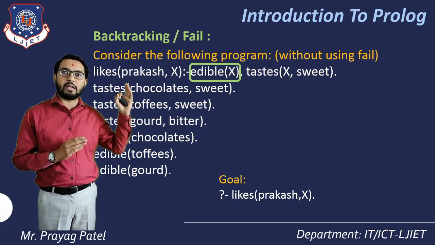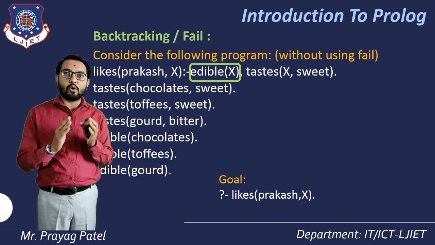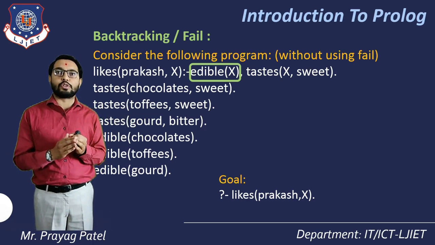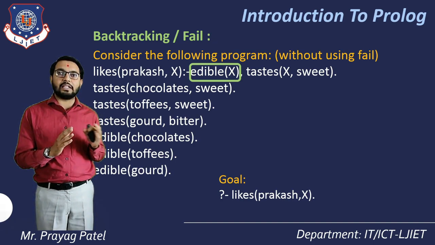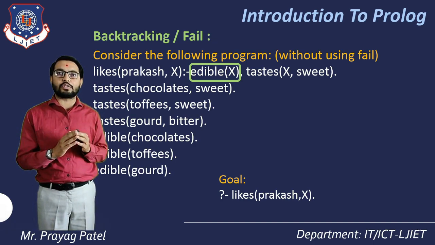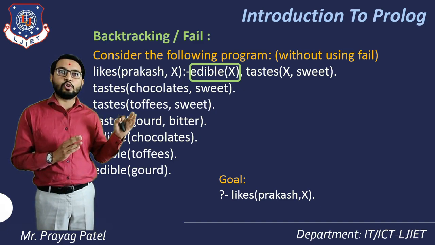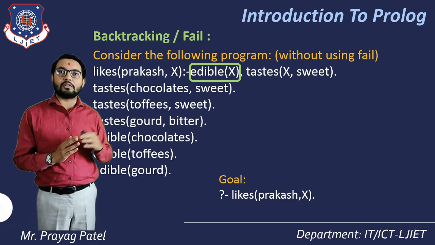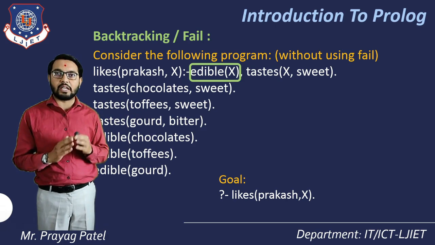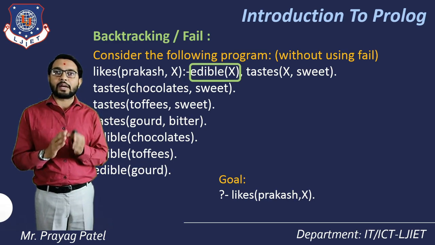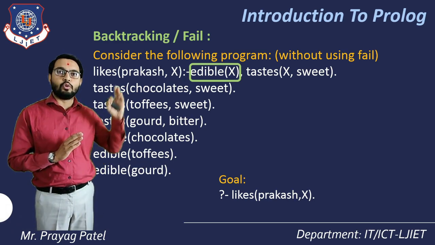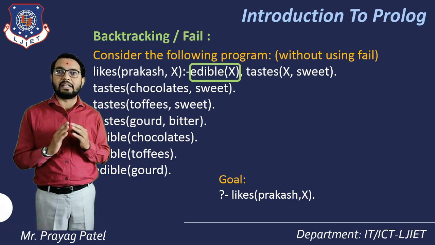So match this statement, so execute this statement. Now in the first statement we have two portions, left portion and right portion. So first we check the right side portion. If the right side portion is satisfied, then the left portion is also satisfied. So first we check the if condition: if X is edible and X taste is sweet, then Prakash likes X. So this is the meaning of the first statement.